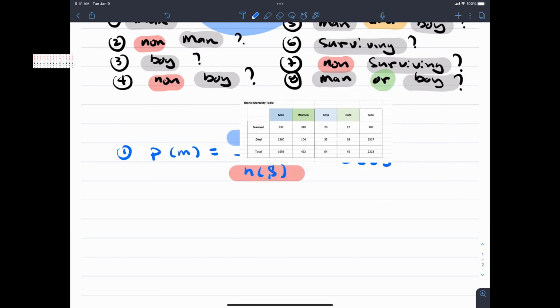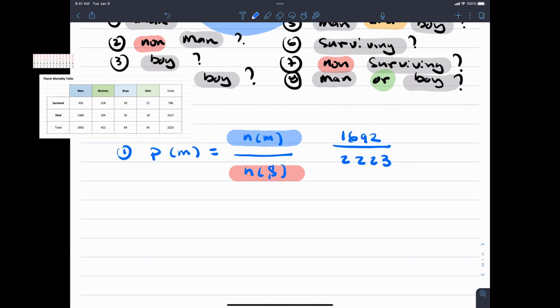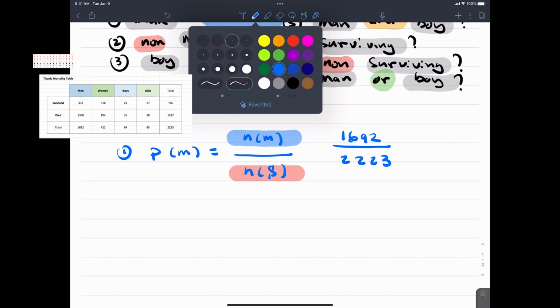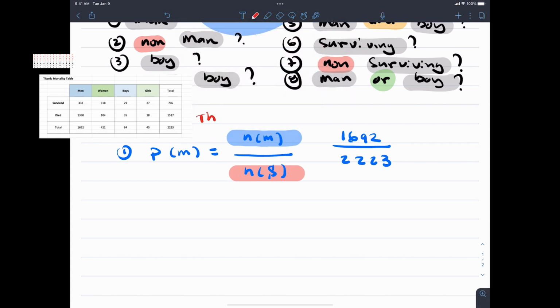2,223. So this is the fraction you're going to have to enter into your TI. Now, you probably have a question here. The question is, Mr. Judge, what do I approximate this to? I'm going to say we're going to approximate these to the nearest thousandths, okay?